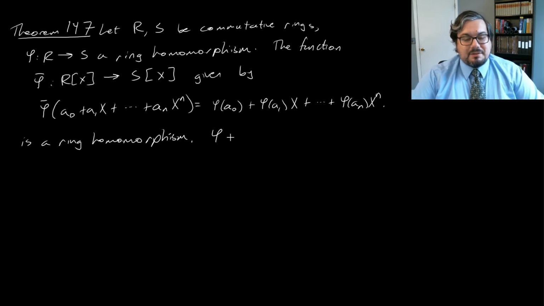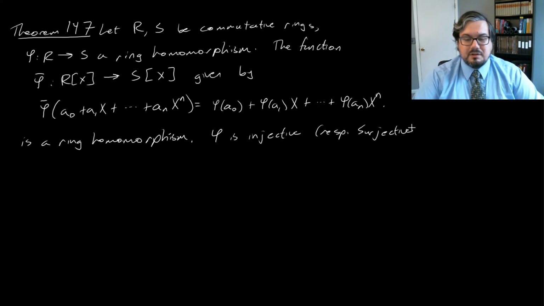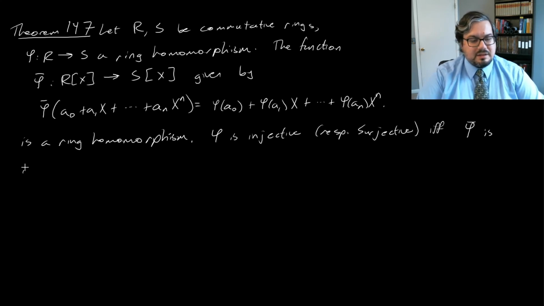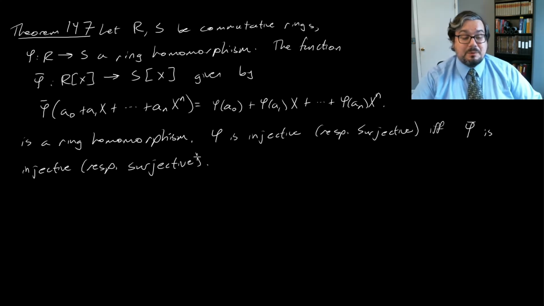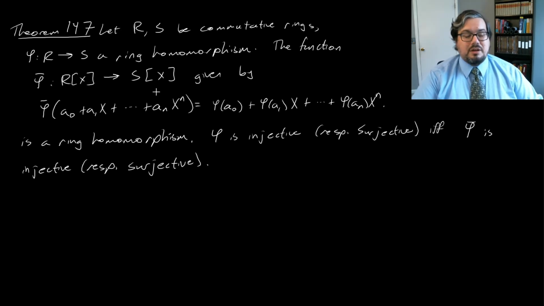Also, we have that phi is injective, respectively surjective, if and only if phi bar is injective, respectively surjective. So, for instance, when we move from a ring to its fraction field, that's an injective homomorphism. And so when we move from a polynomial ring over a ring to a polynomial ring over its fraction field, that is also an injective ring homomorphism.